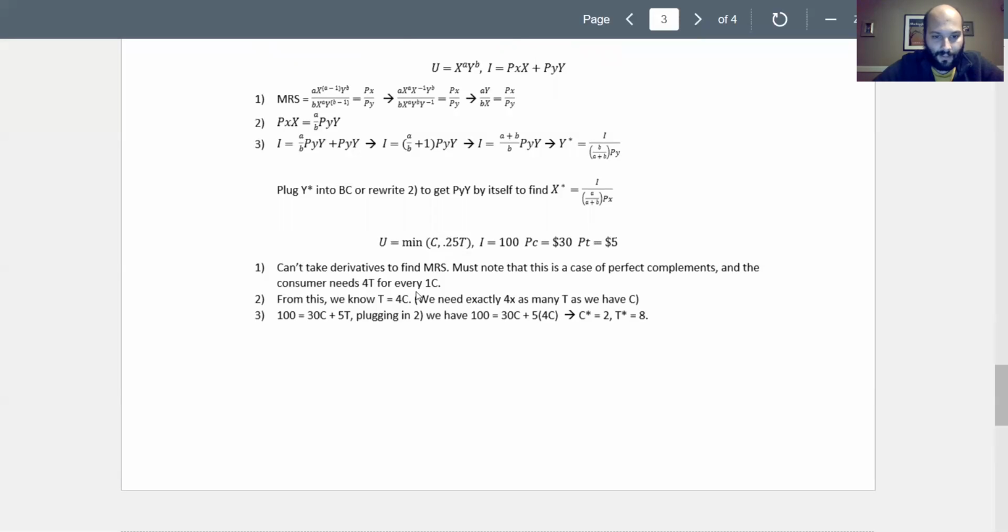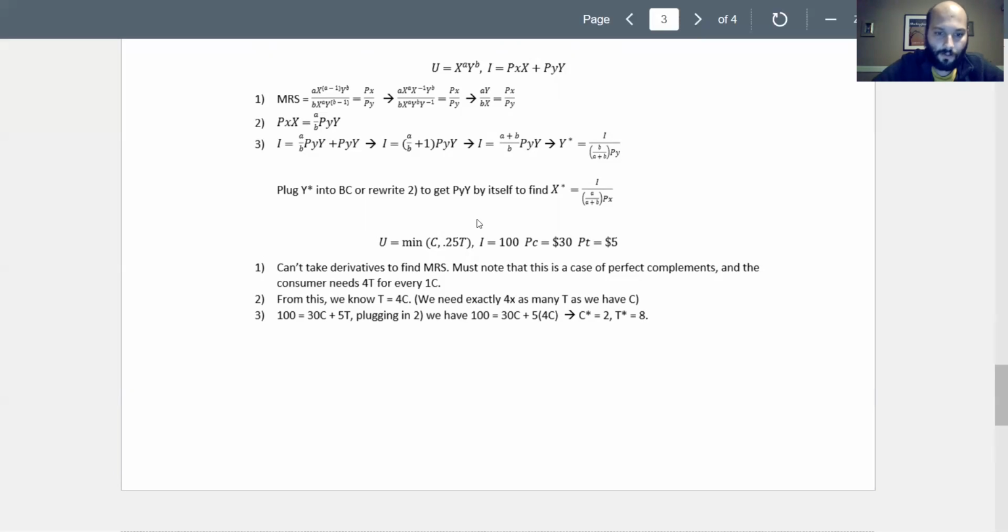All right, so that gets us to this step 2, which is using our MRS equals PX over PY. We didn't really need to use that rule there. We were able to just plug in what we know about the optimal ratio. Given this utility, we know what the optimal ratio of the goods is, so we can simply plug that into our budget constraint. T equals 4C. So if we plug in for T, we get C star equals 2, T star equals 8. Or you could have alternatively plugged in for C and solved for T first. You would have gotten the same thing.